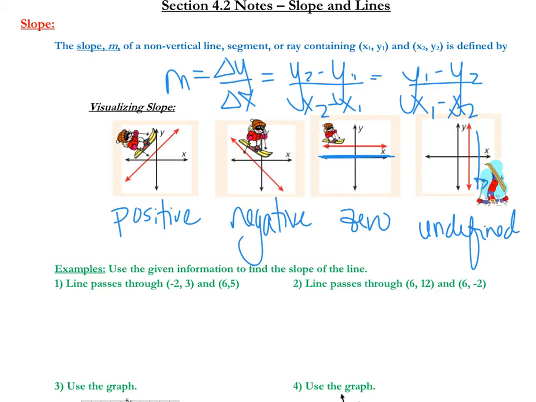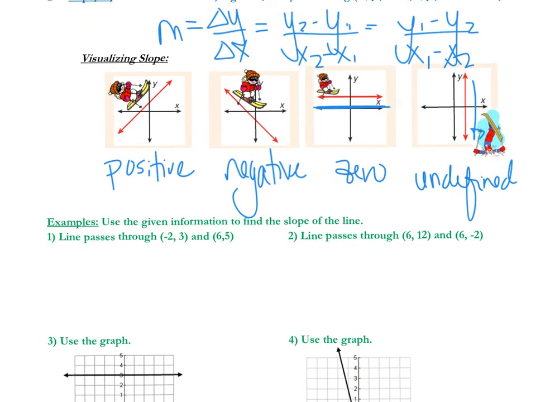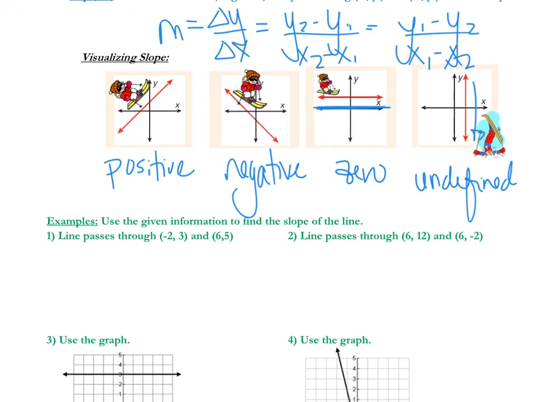Get it? No. Okay. So the first thing we're going to do is we're just going to practice finding the slope. So y2 minus y1 over x2 minus x1. So 5 minus 3 over 6 minus negative 2. Be careful with negatives. Make sure that you use parentheses around them. So this gives me 2 over 8, which simplifies to 1/4. And yes, you should simplify your fractions.